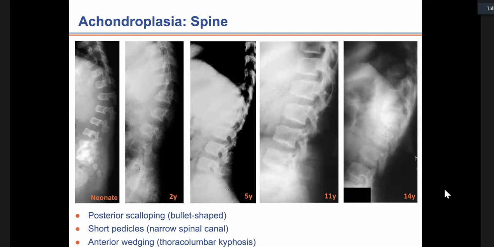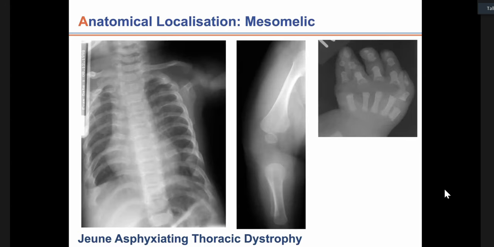And here are the changes in the spine. In the neonate moving up to 14 years of age, the posterior scalloping, bullet-shaped vertebral bodies. Then they get short pedicles, an increasing thoracolumbar kyphosis, and an increasingly horizontal sacrum. So that was achondroplasia as the best example of a rhizomelic skeletal dysplasia.